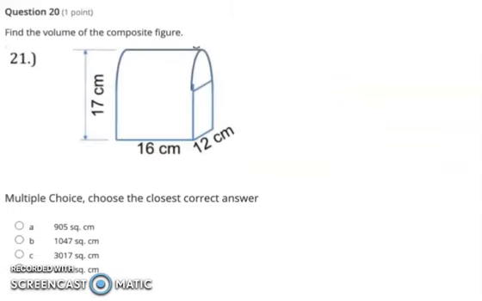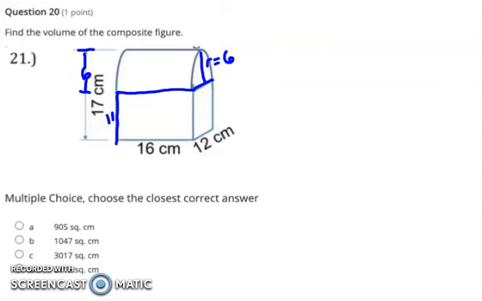Number 20, the volume of this composite figure. So this one can be a little bit tricky. We have a box on the bottom, okay, and a half of a cylinder on top. Okay, one thing that we know is that this is 12, which makes this radius half of 12, so radius is 6. If that is 6, we know that this much of this side is 6, okay, which means that this has to be 11. Okay, this has to be 11 because the entire thing has to make 17.